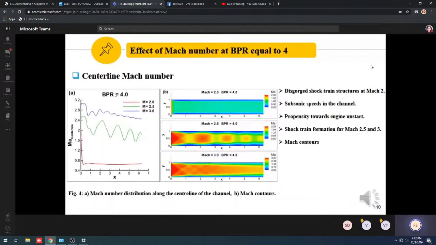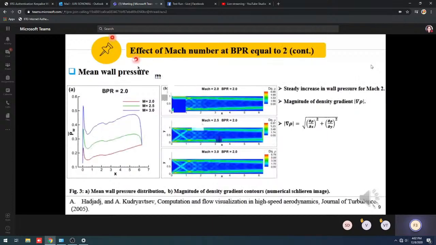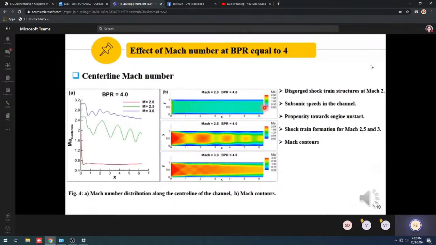Here I present the effect of Mach number at BPR equal to 4. Here we specify the back pressure ratio equal to 4 at the exit of the channel and vary the inflow Mach number to see its implications on the shock train formation. Figure A highlights the variation of center line Mach number at different Mach numbers at BPR equal to 4. From the figure, we can see that at Mach number equal to 2, the shock trains are completely expelled from the inlet, whereas for Mach 2.5 and 3, we can observe the formation of shock trains in the channel.